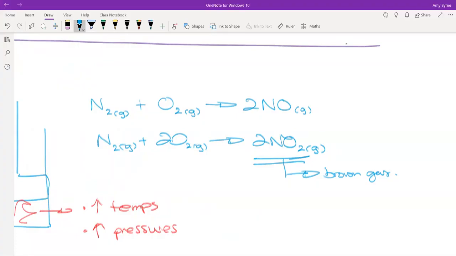And I can also have nitrogen monoxide reacting with oxygen gas to make 2NO2.